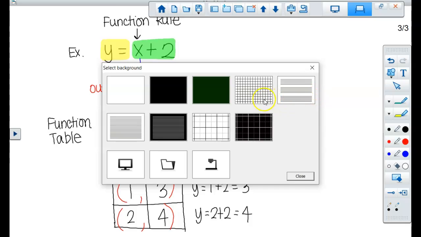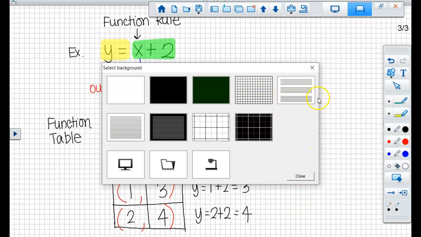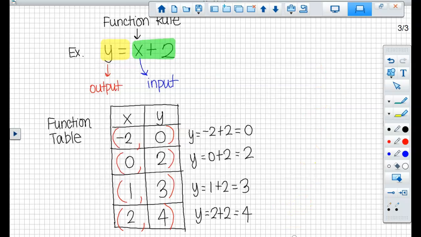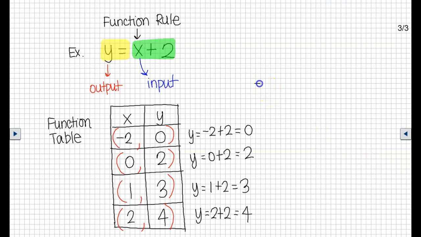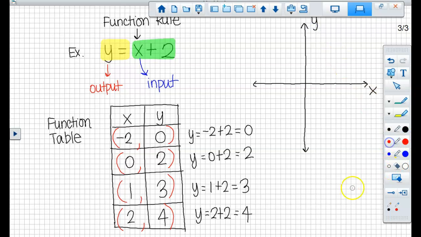So let me get some graph paper. All right, and what I'll do is I'll start by making an x-axis. We reviewed graphing the other day. And then I will make a y-axis. Whoops, that's a little crooked. And then we'll go through and we'll graph each one of these ordered pairs.